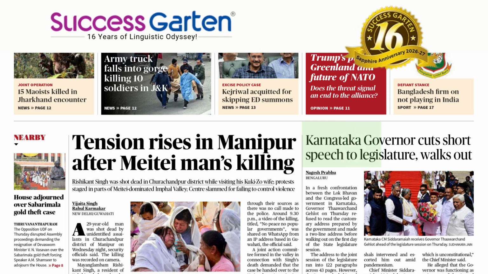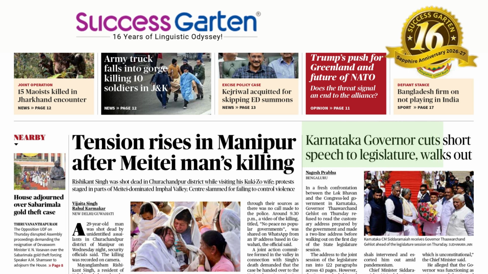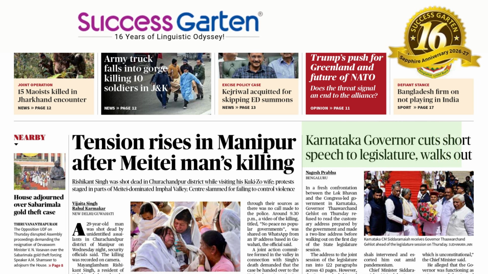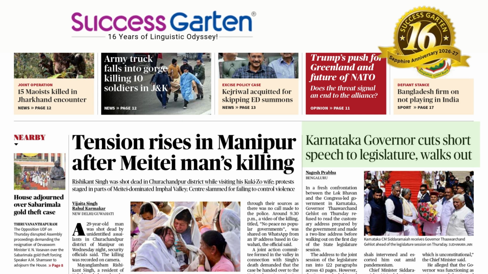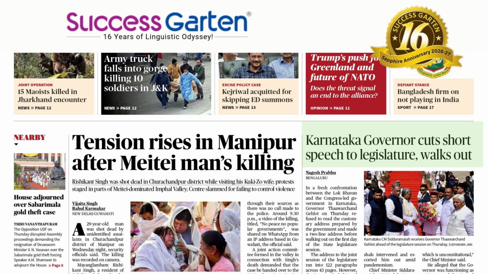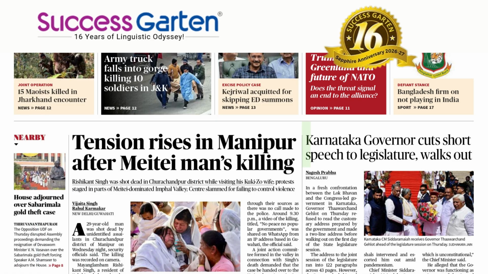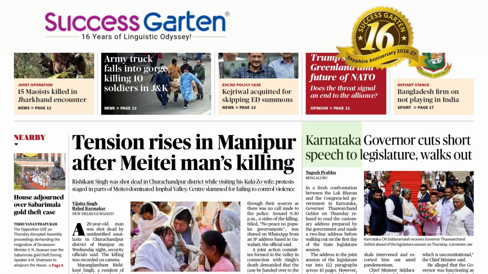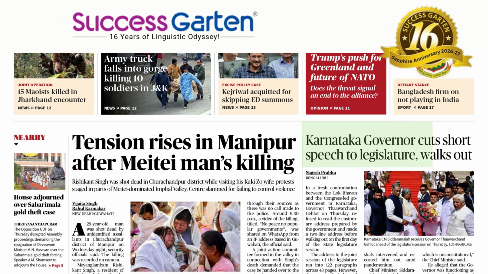Karnataka governor cuts short speech to legislature, walks out. There are two parts in this sentence. One is cut short, the other one walk out. The doer is Karnataka governor. Governor, G-O-V-E-R-N-O-R. So here we can see that the accent falls on the first syllable. Governor. What does he do?